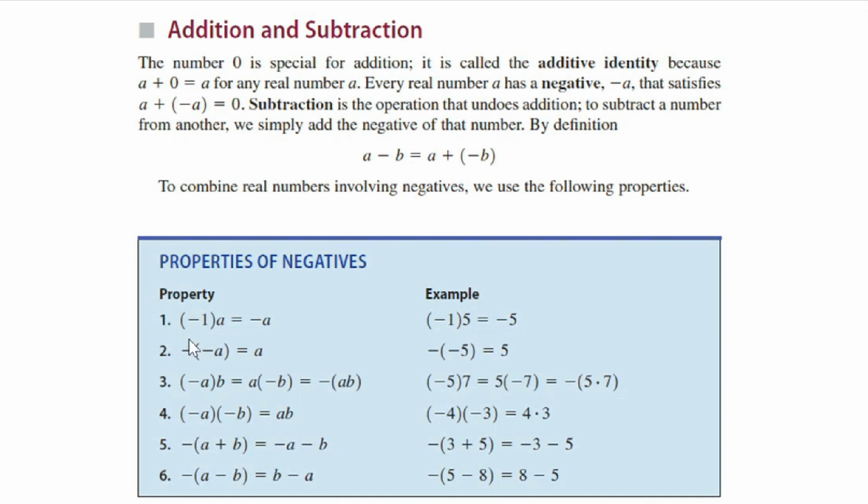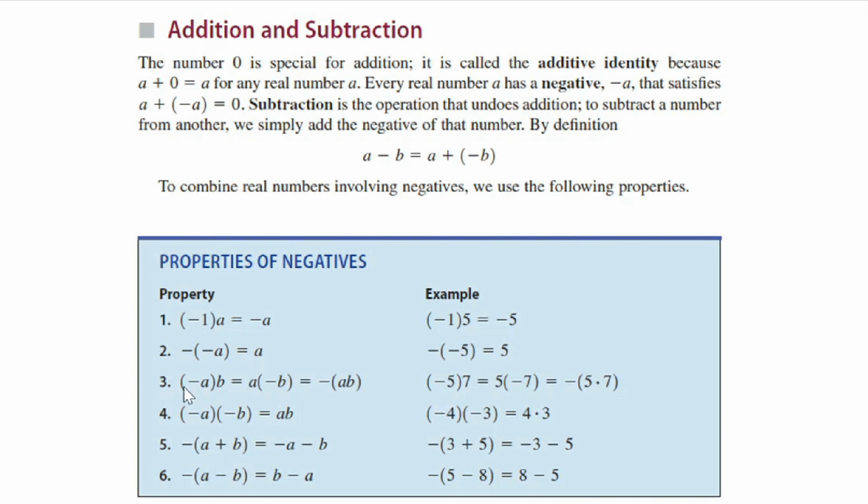So number one, negative 1 times a is equal to negative a. The example here is negative 1 times 5 equals negative 5. Property number 2, negative times the negative of a, the product is equal to positive a, because we learned from algebra that multiplying like signs will give you a positive sign. So negative times negative equals positive. Then we have a variable a, so just write a instead of writing positive a.